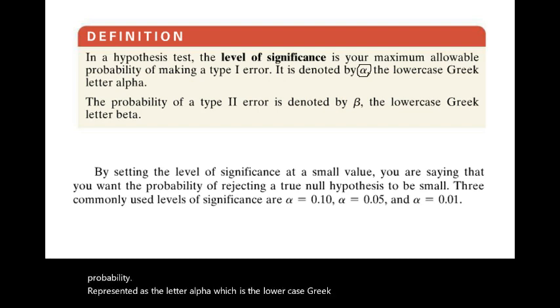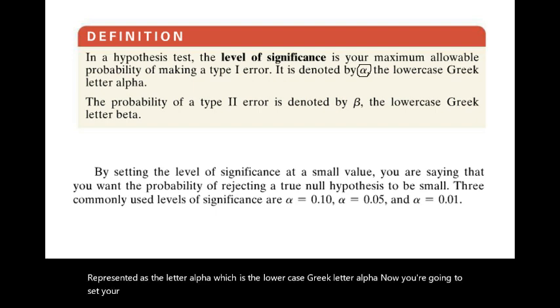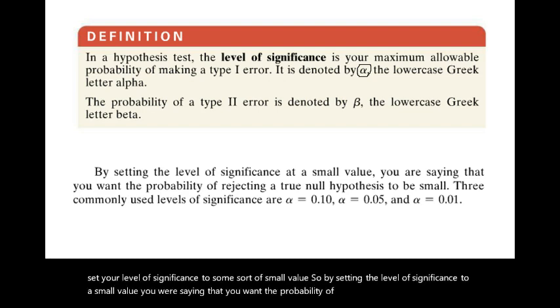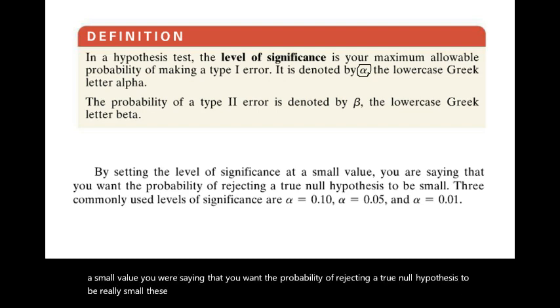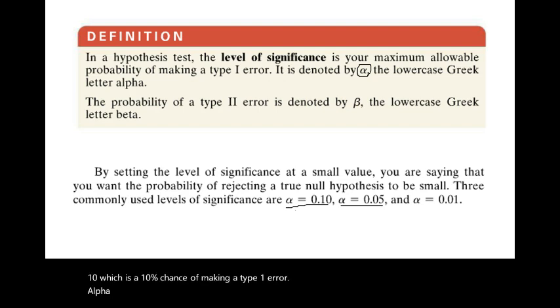Now, you're going to set your level of significance to some sort of small value. So by setting the level of significance to a small value, you are saying that you want the probability of rejecting a true null hypothesis to be really small. These are the three most common levels of significance. We can have an alpha of 0.10, which is a 10% chance of making a type 1 error. Alpha equals 0.05, which is a 5% chance of making a type 1 error. And alpha equals 0.01, or a 1% chance.